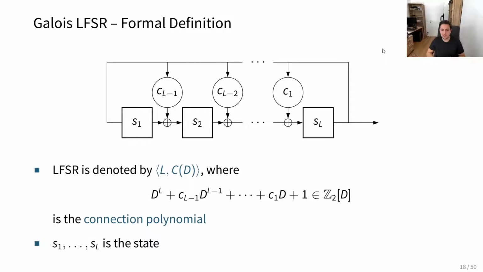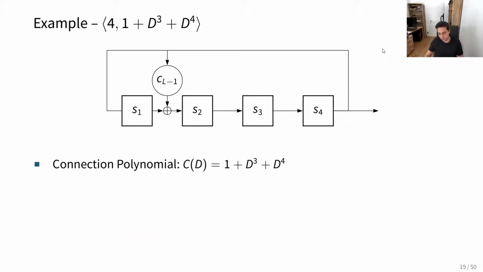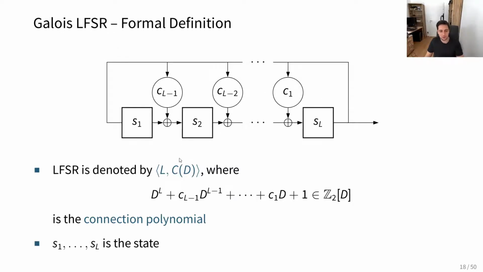So I know that this is still very abstract, and it doesn't really make clear why we actually need this, but hopefully it will be more clear later. So let's have an example, for instance. What we do here, essentially, we define a Galois LFSR, denoted by this L and the connection polynomial, and the connection polynomial essentially gives the constant values here, so if they're 0 or if they're 1.